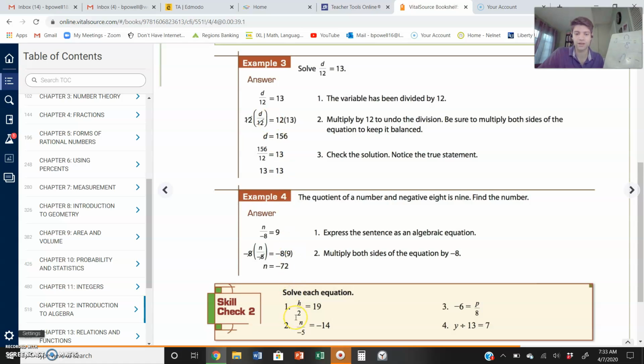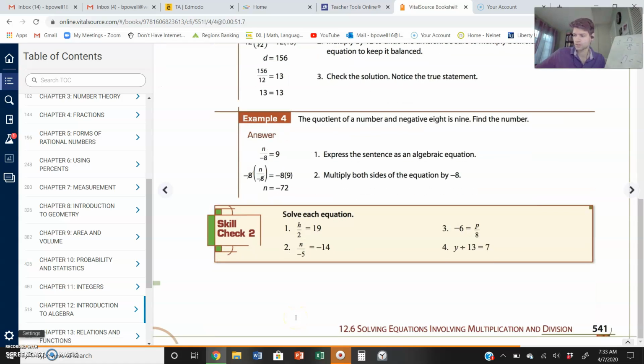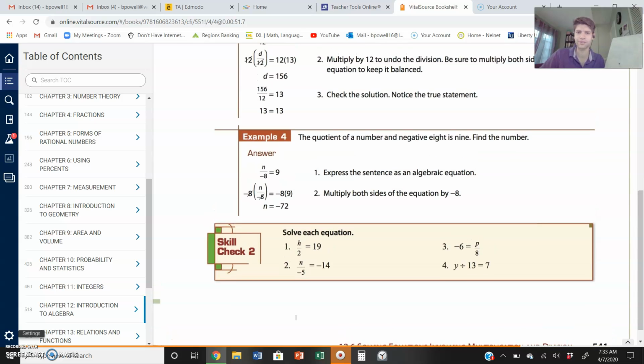So if you'd like to do skill check 2, I'll tell you the answers to those. Give you a second to pause. The answer to number 1, you have h over 2 equals 19. Whenever you multiply both sides by 2, you get h equals 38. So I hope you got h equals 38. That was number 1. Number 2 is n over negative 5 is equal to negative 14.